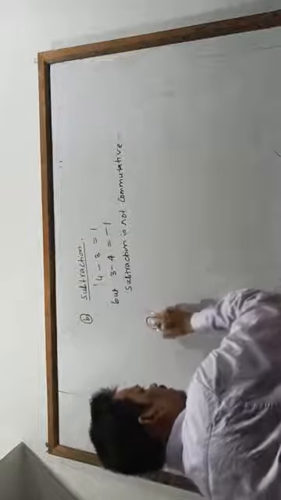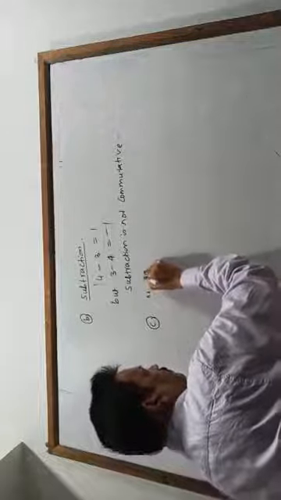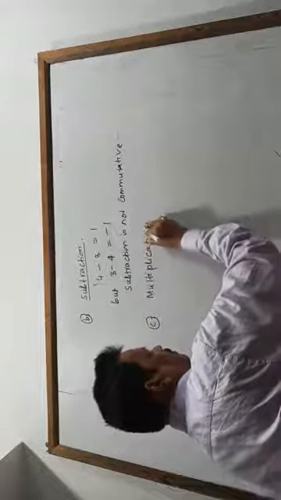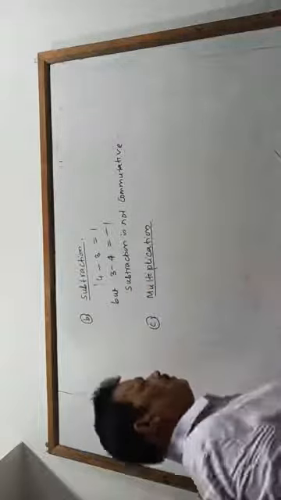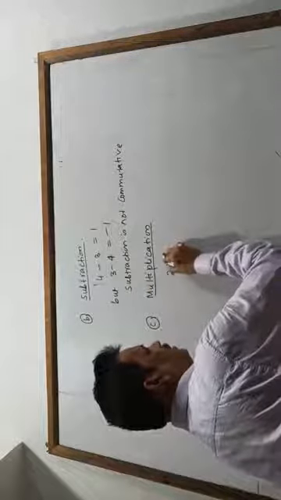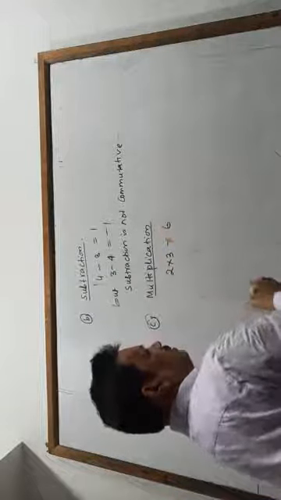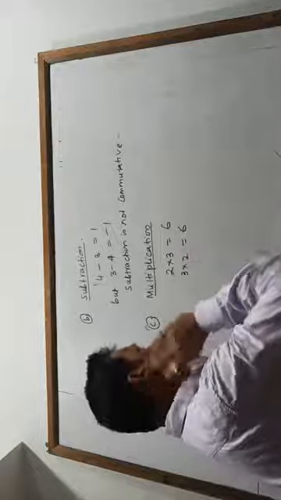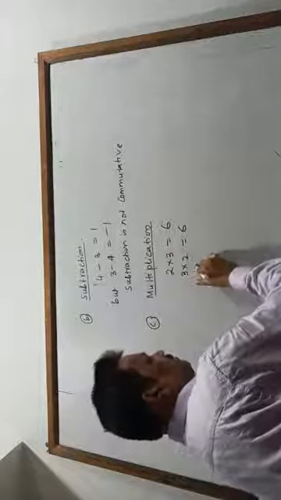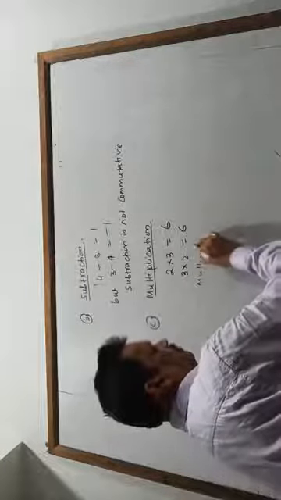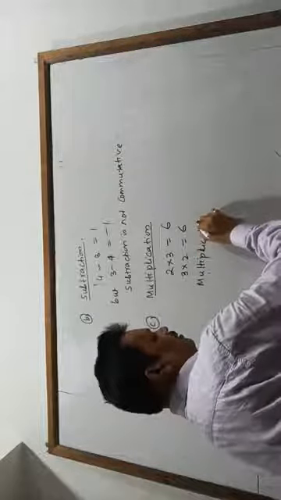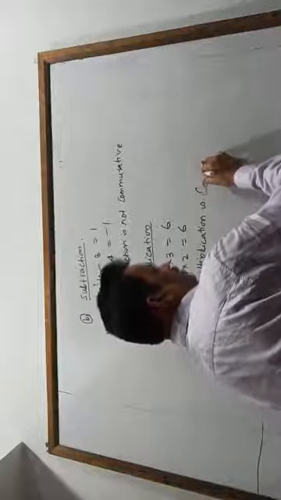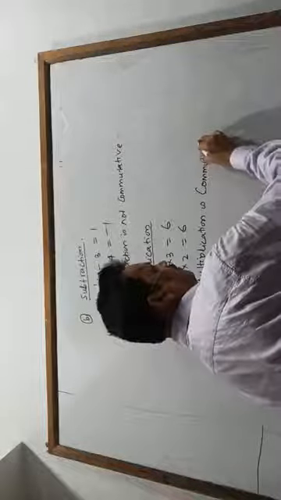Then you take multiplication. What is 2 into 3? 6. What is 3 into 2? Also 6, means equal. So multiplication is commutative.